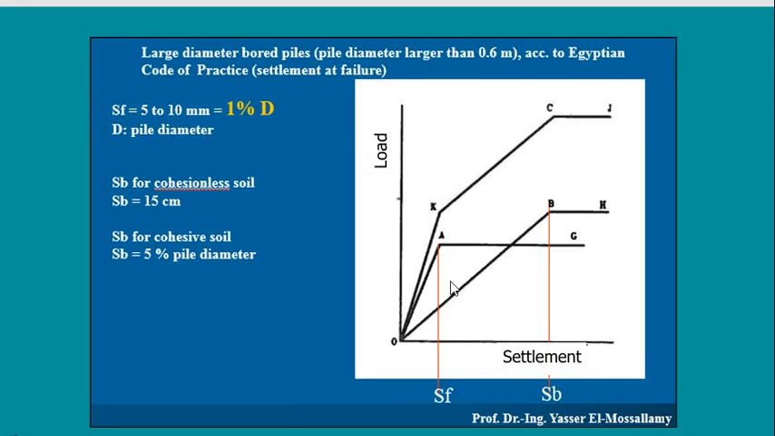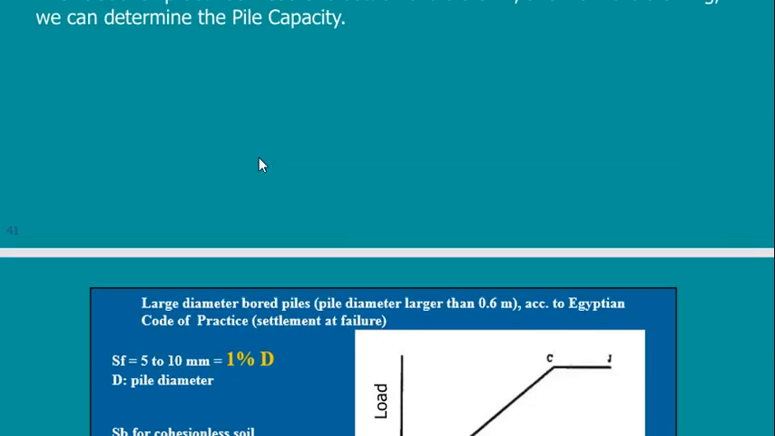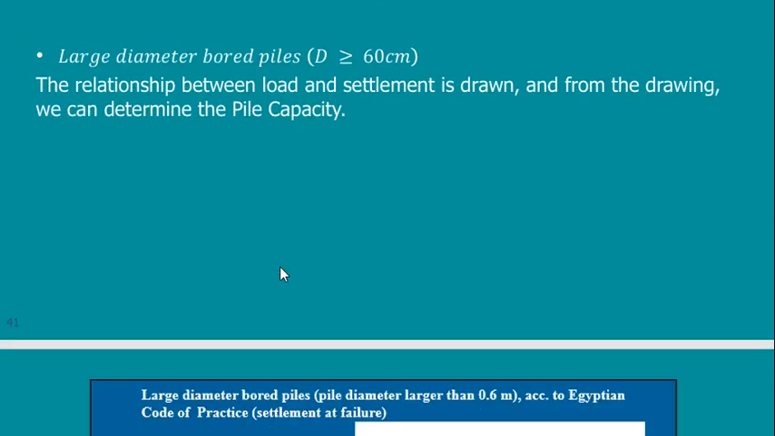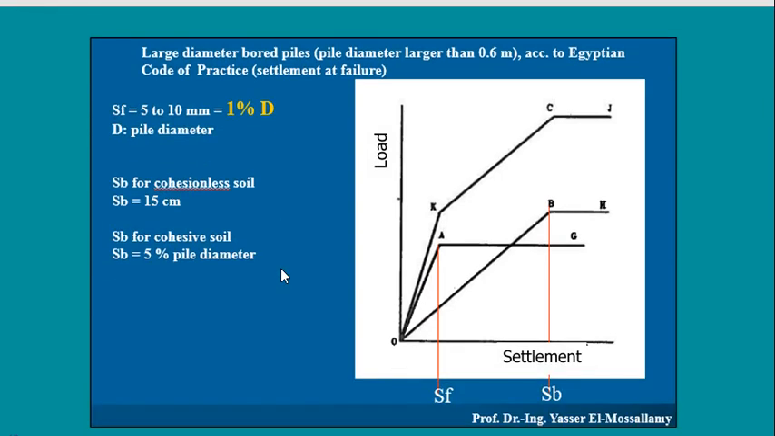Another example, very important, is the graphical presentation, because the previous method was only applicable for piles up to 60 centimeter in diameter. More than 60 centimeter, I need to use another method. One of the other methods that I can use is this graphical presentation of the pile. I want to reach this curve. This curve represents the relation between the load and the settlement of the pile. It is equivalent to a full-scale loading test for a pile.